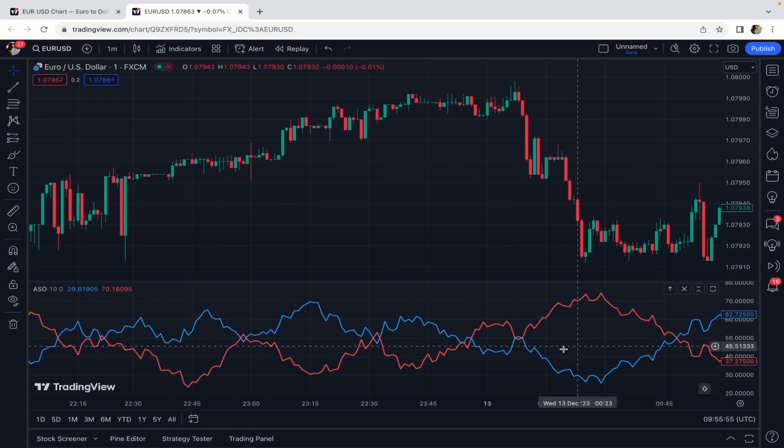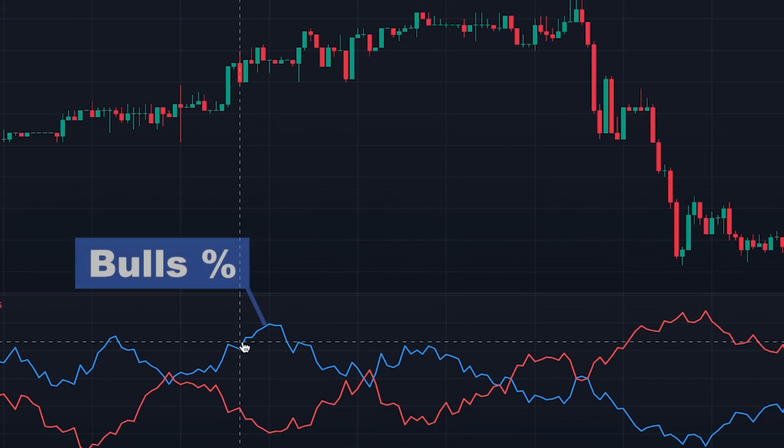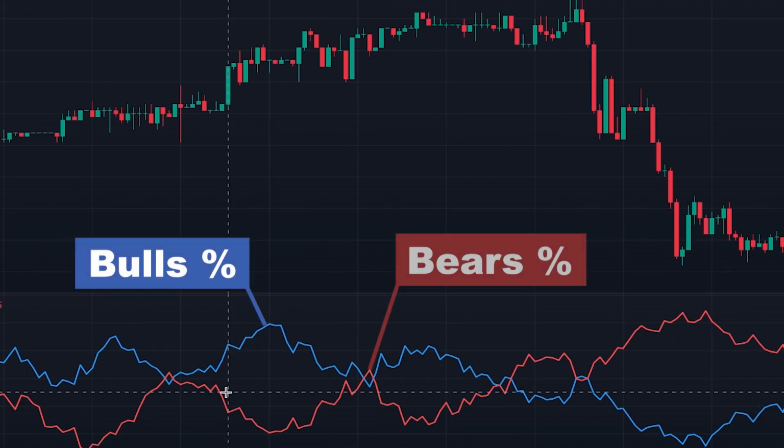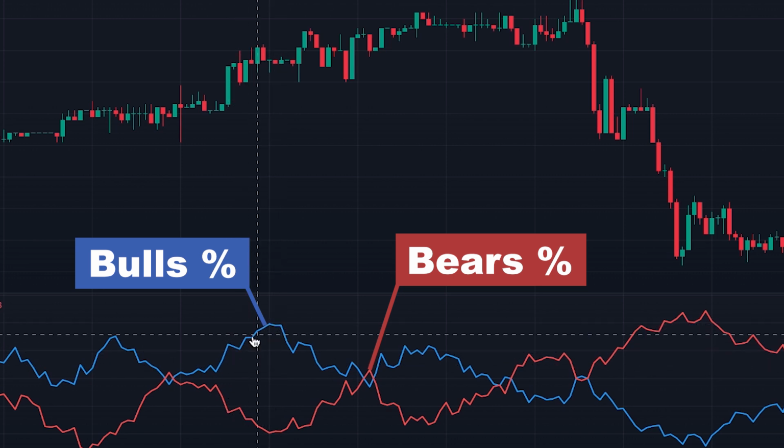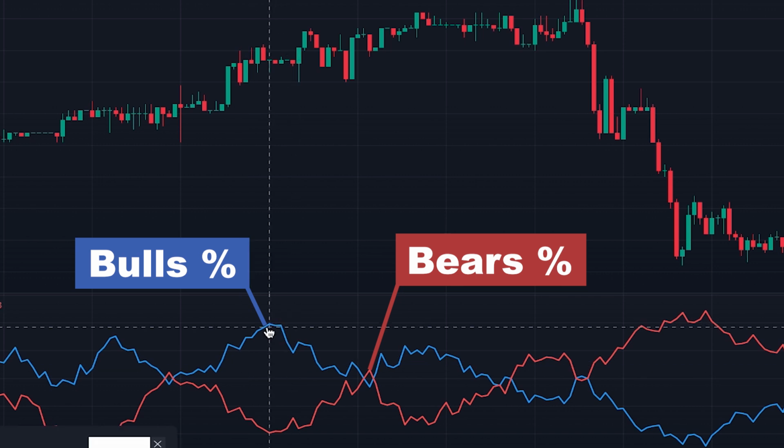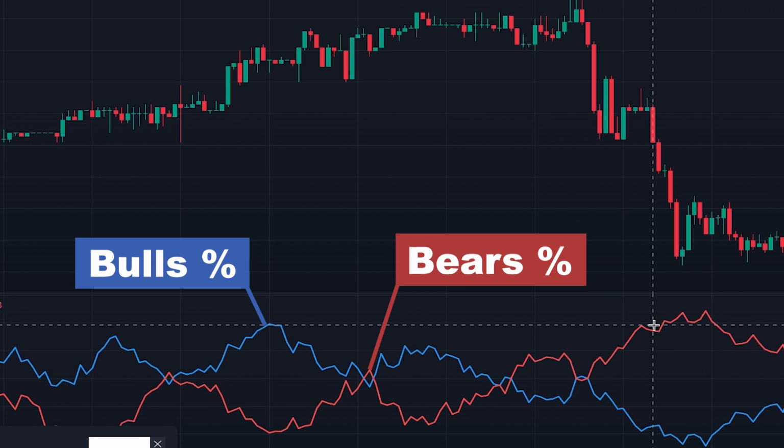Alright, now let's see what we have here. This blue line is bulls percent and the red line is bears percent, and because they are percentages of 100, they mirror each other. Each line that is higher than the other one is the dominating sentiment. When the blue line is above the red line, it shows that the bulls are dominant in the market, and when the red line is above the blue line, it shows that the bears are dominant in the market.